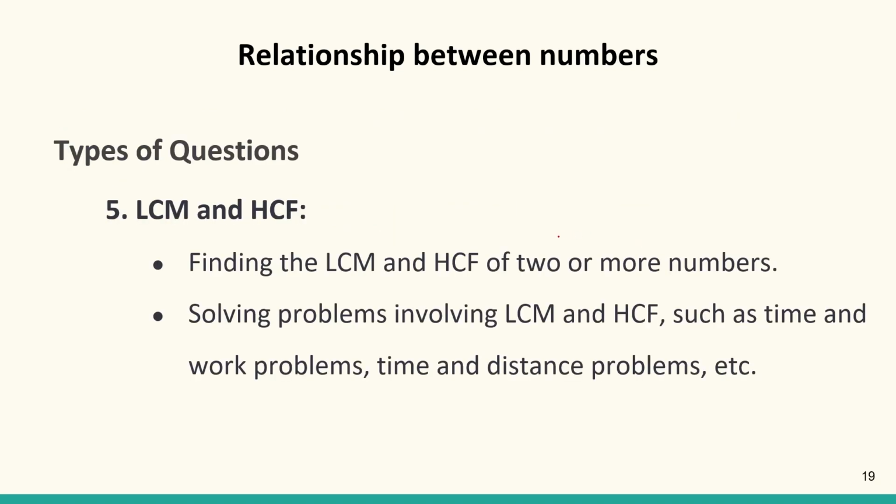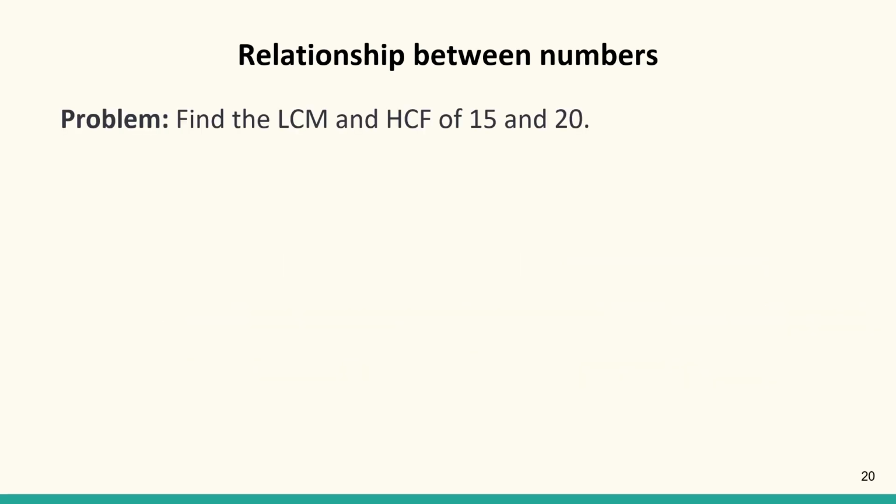So the fifth kind of question will be based on LCM and HCF. We already know how to evaluate the LCM of two numbers and the HCF of two numbers, or two or more numbers. Let's see an example so that we could better understand it. Find the LCM and HCF of 15. Let's find out LCM first. In order to find the LCM, we need to remember the full form of it.